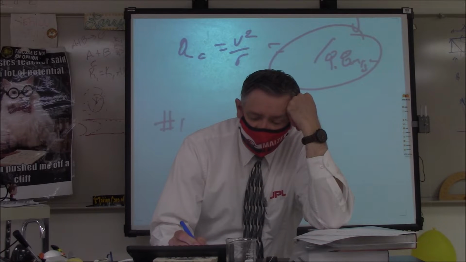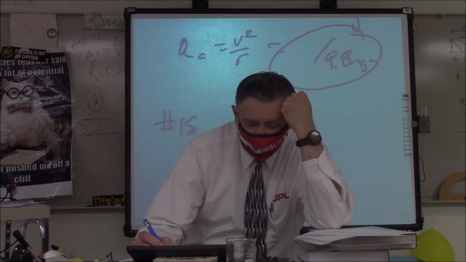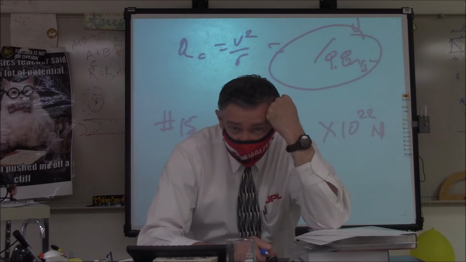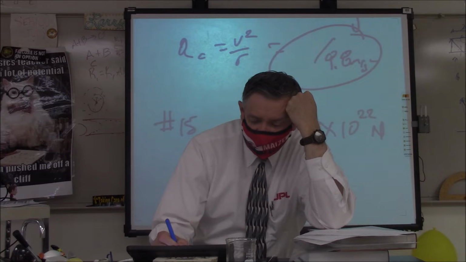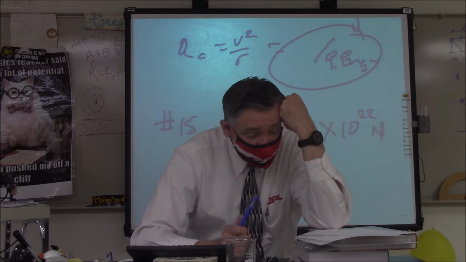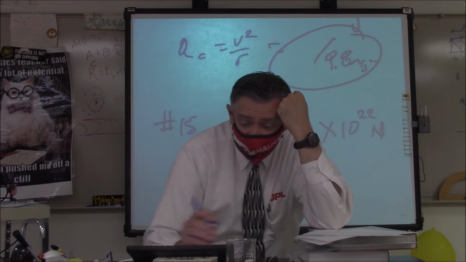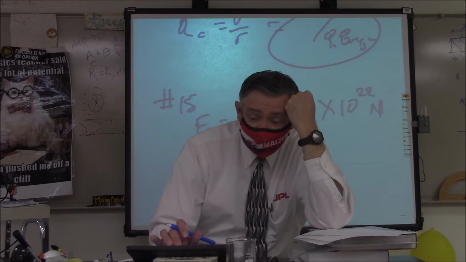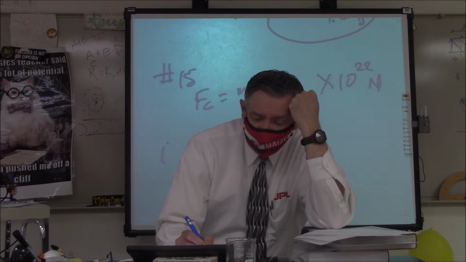Now, on number 15, you should get a really big number. You should end up with something times 10 to the 22nd newtons. On this one, just use mass times 4 pi squared r over t squared. But again, pay attention to the fact that the radius is in kilometers and the period is in years. So you have to convert the kilometers into meters and the years into seconds.